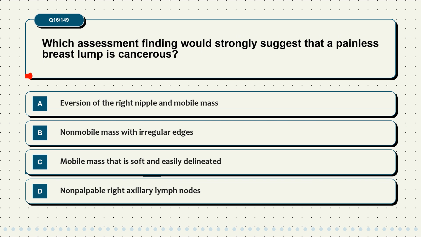Question 16. Which assessment finding would strongly suggest that a painless breast lump is cancerous? Here are the options. Option A, eversion of the right nipple and mobile mass. Option B, non-mobile mass with irregular edges. Option C, mobile mass that is soft and easily delineated. Option D, non-palpable right axillary lymph nodes.